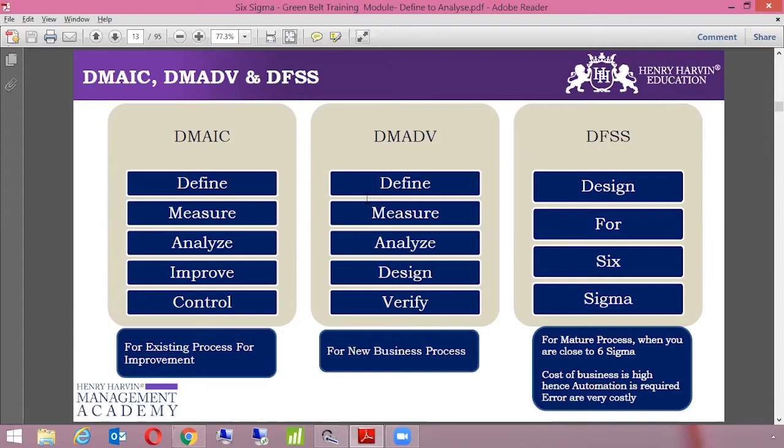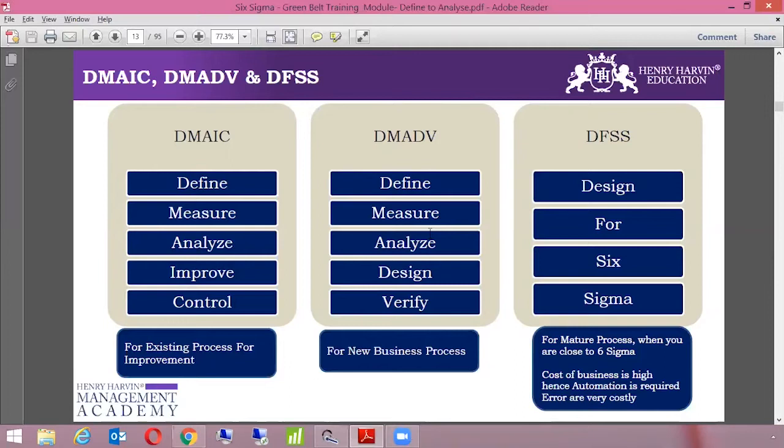The second type of methodology is known as DMADV, which is define, measure, analyze, design, and verify. This is to be used for new business processes, when we have a newer setup, when we want to design something new from scratch. In that case, we are going to cover DMADV.